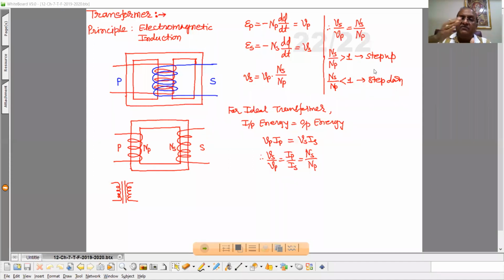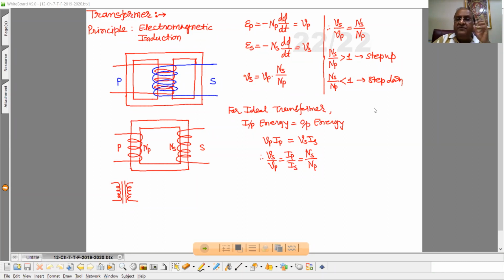And the transformer for which Ns by Np is less than 1, in that particular case, the output voltage will be less than the input voltage. So that is called a step down transformer.